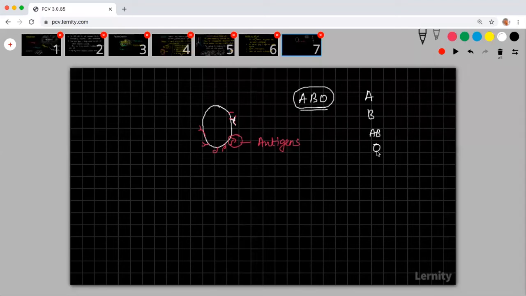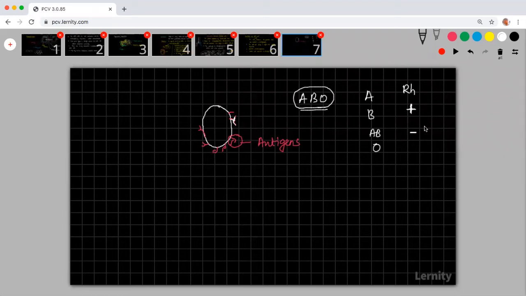And then you also have something called the RH factor. If it is present, you call it positive. If that RH factor is not there, it is called negative. So what are these structures? These structures are proteins which will differentiate your body from another body.